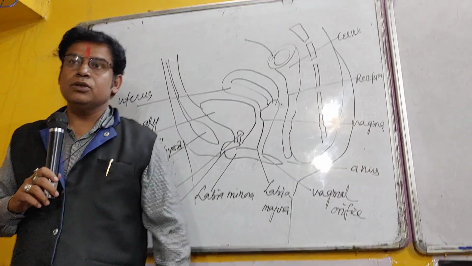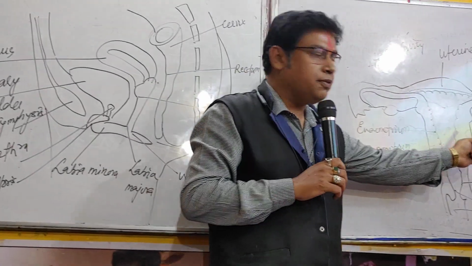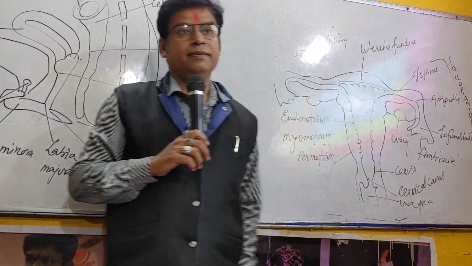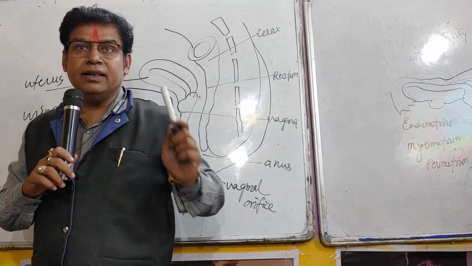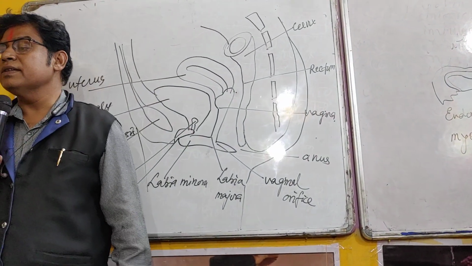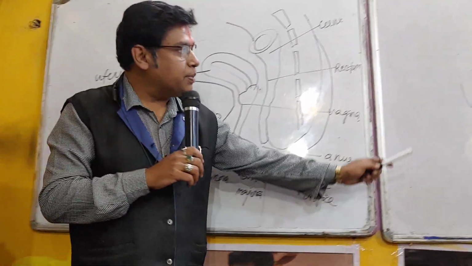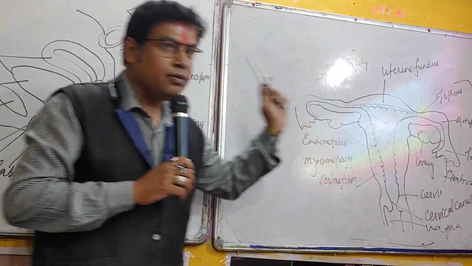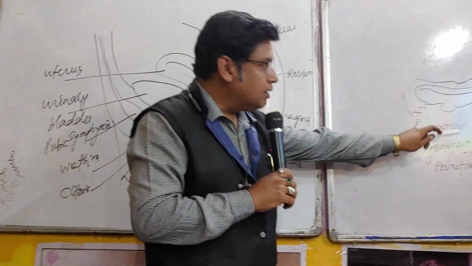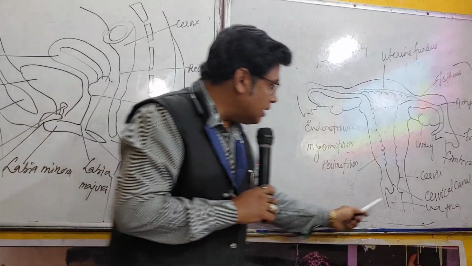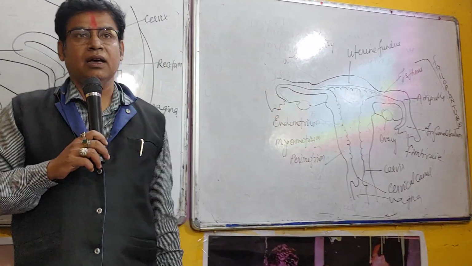And what does it consist of? As you can see, the human female reproductive system consists of a pair of ovaries. As I told you, it also has a pair of oviducts. It has a uterus, then the cervix, and then the vagina.